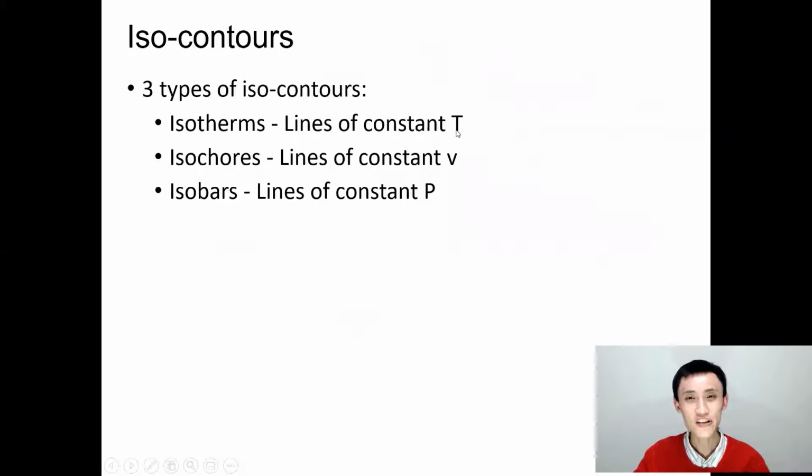So if the temperature does not change, we call it isotherm. If the specific volume does not change, we call it isochoric. If the pressure is constant, then we call it isobaric.